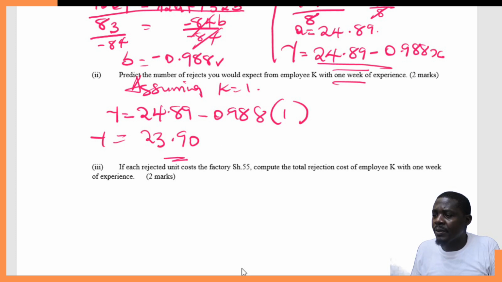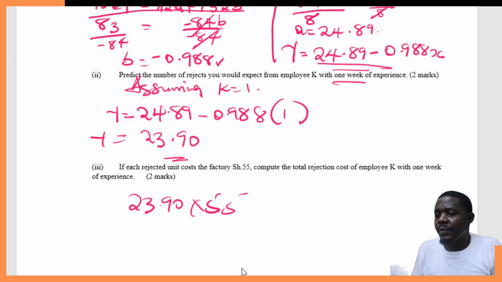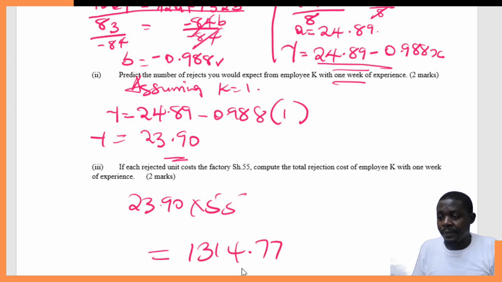Now, therefore, it becomes easier. We just take whatever we have here, 23.90, multiplied by 55, because each reject costs 55. Now, what are we going to get? We are multiplying by 55, and we get 14.77. That is shillings. That is the answer to that part B.